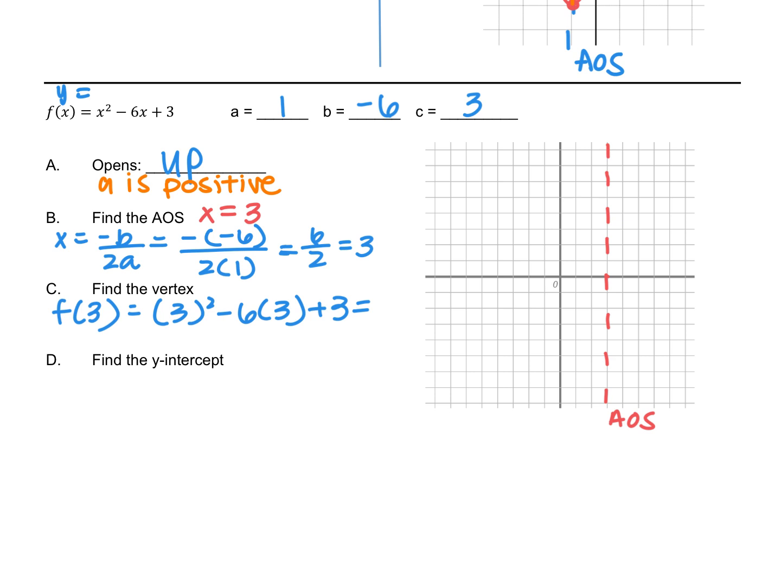Okay. So 3 squared minus 6 times 3 plus 3 will end up giving you -6. So my vertex is at 3, -6. So 1, 2, 3, 4, 5, 6. So here's my vertex.